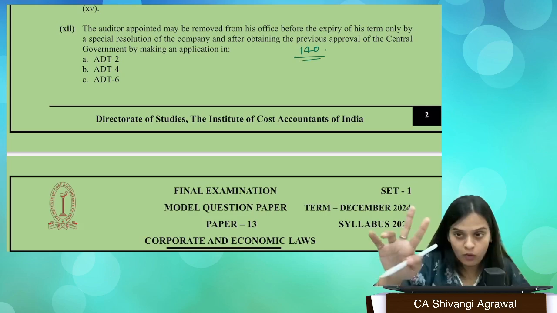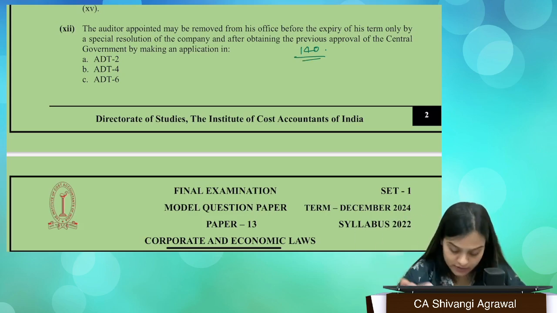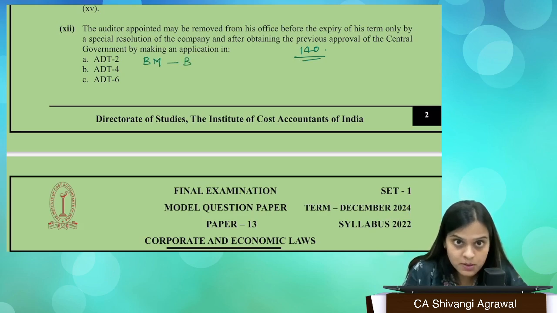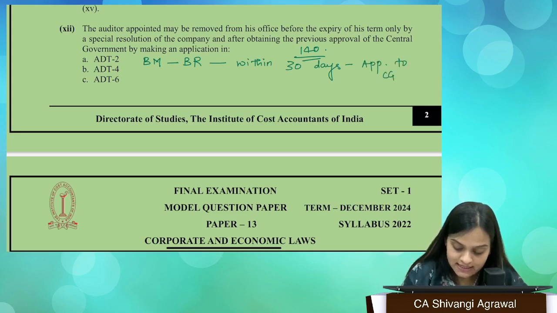We have section 140, right? That talks about removal of auditor, right? So what happens? First of all, we hold a board meeting, then we pass a board resolution. After that, within 30 days of passing the board resolution, we make an application to CG. That application is an ADT2.